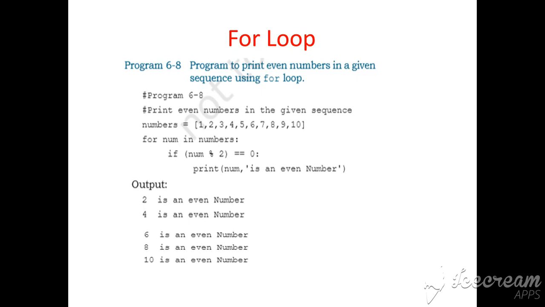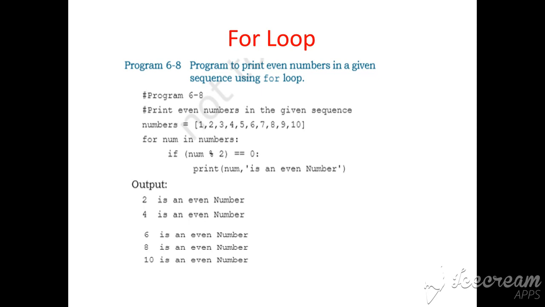Inside the for loop we check the condition for an even number: if num mod 2 equal to 0, then print that the number is even. The first value of num is 1, and the condition is false because 1 is not an even number; 1 mod 2 is not equal to 0. So the print statement is not executed. It goes back to the for loop and takes the next number. Num becomes 2. If 2 mod 2 equal to 0, the condition is true, so it prints 2 is an even number.